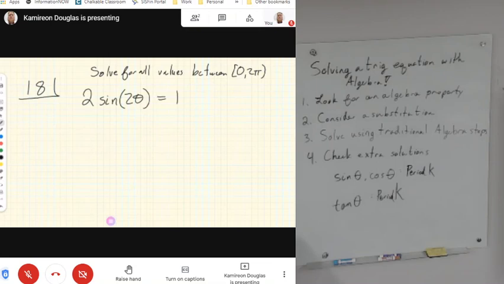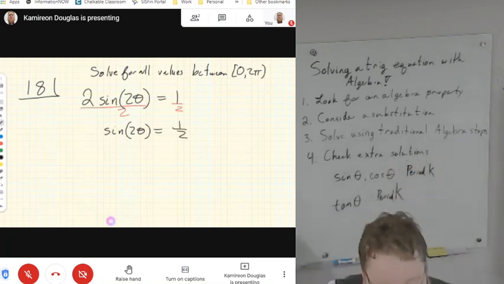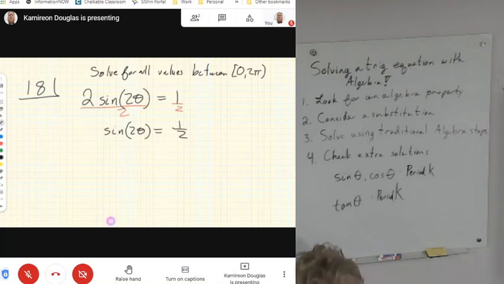Here we go. First of all, the rest of it is pretty straightforward. I'm going to start this problem by getting the trig function by itself, dividing both sides by 2. So let's take that step. I divide both sides by 2. I get sine of 2 theta is equal to 1/2. Now I go to my unit circle. My unit circle will find me the values for sine of theta, not sine of 2 theta. So my approach is to ignore the 2 theta until the end.